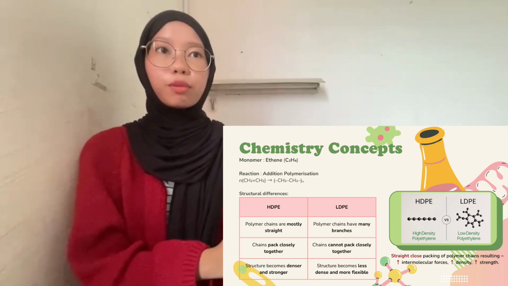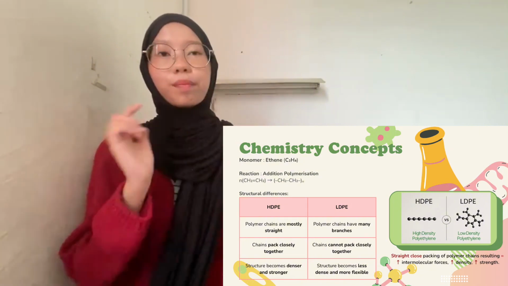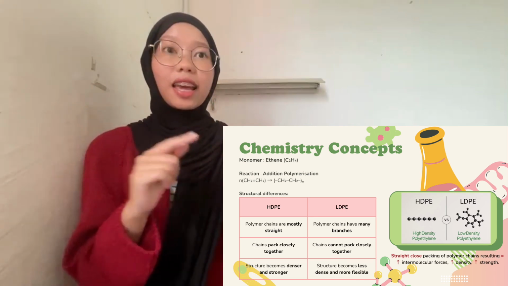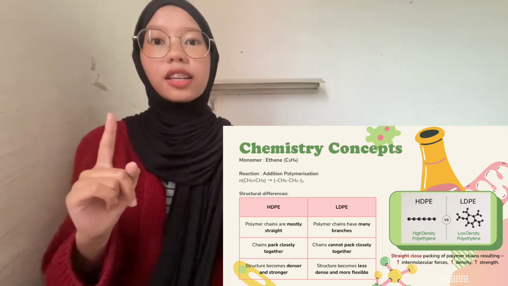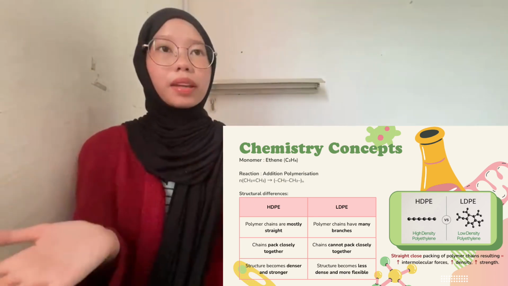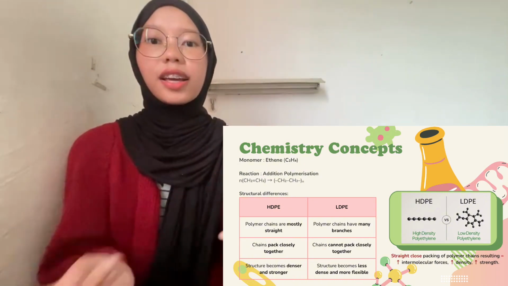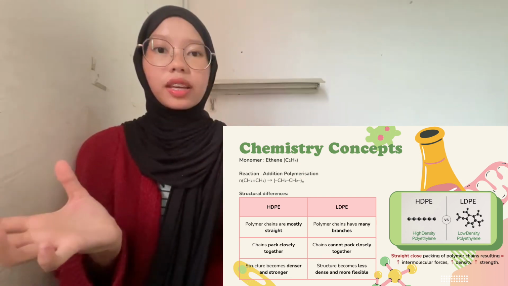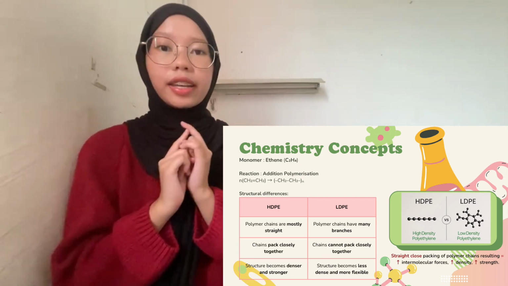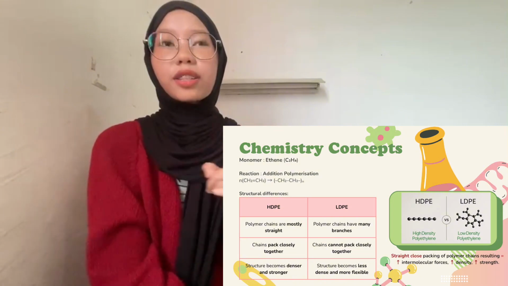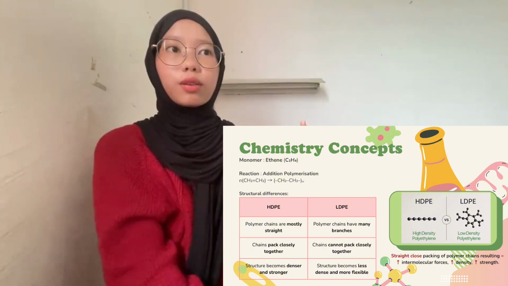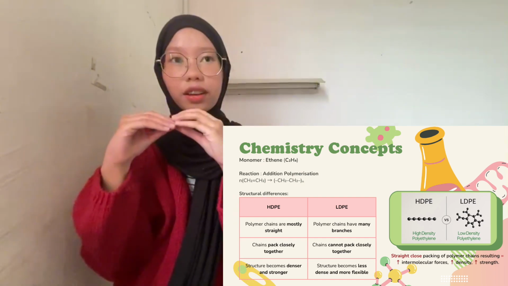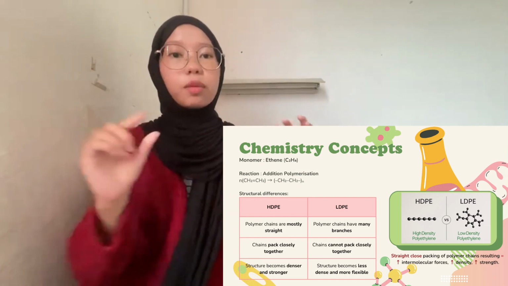So let's see the difference between HDPE and LDPE. HDPE chains are mostly straight, while LDPE chains have many branches. Next, HDPE chains are packed closely together, while LDPE chains are not packed closely together. Next, HDPE is denser and stronger, while LDPE is less dense and very flexible compared to HDPE. You can see in the diagram that I have put, HDPE is very straight, while LDPE has many branches.